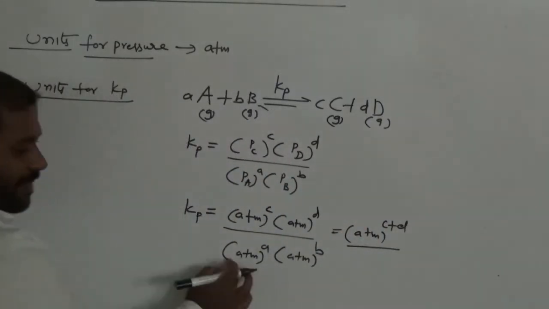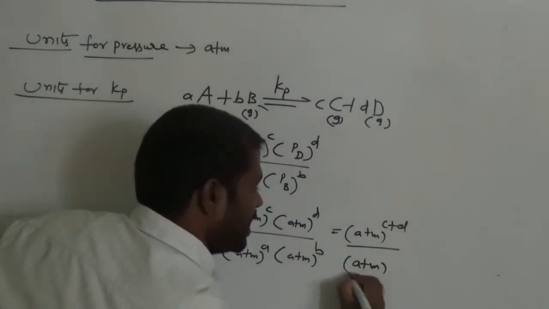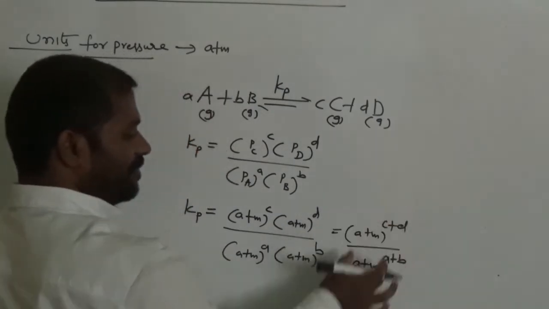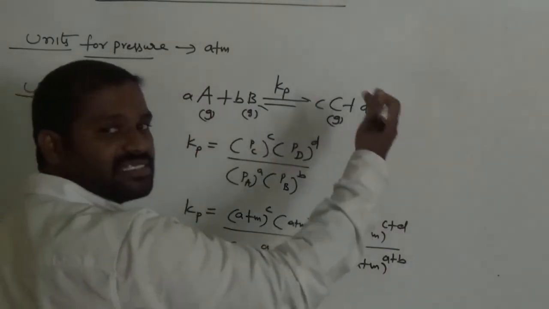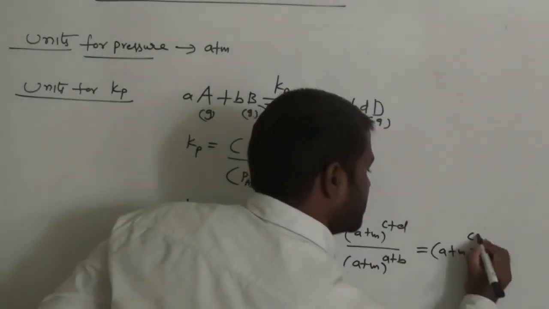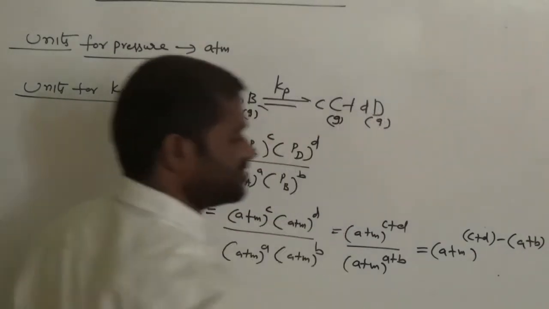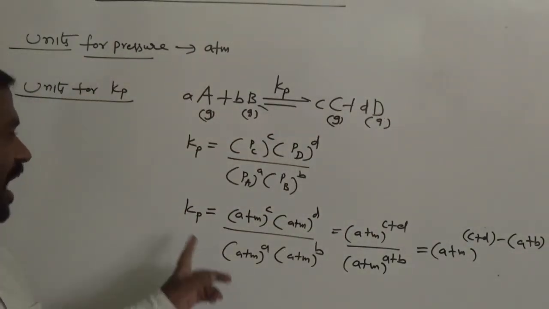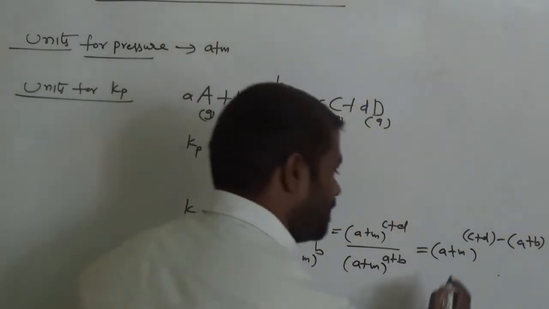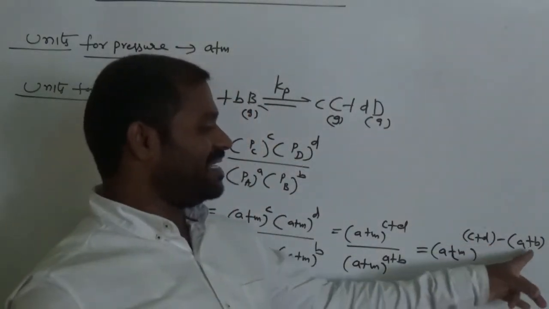What about this one? Bases are equal, powers should be added: atm a plus b. So from this, a power m by a power n is a power m minus n. So that is equal to atm to the power c plus d minus a plus b. So Kp has the unit atm to the power c plus d minus a plus b.